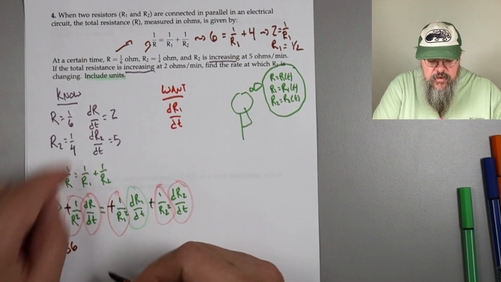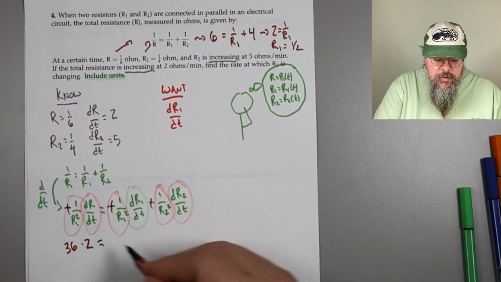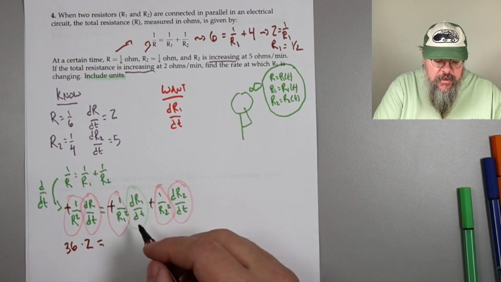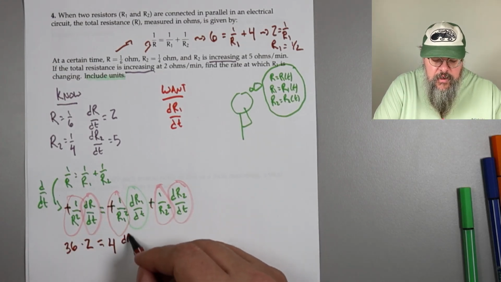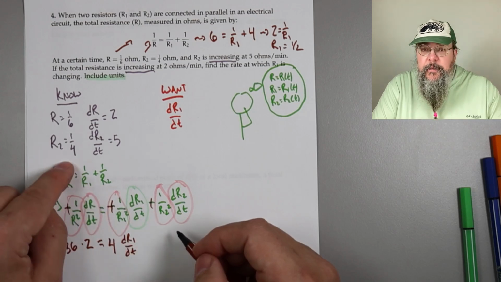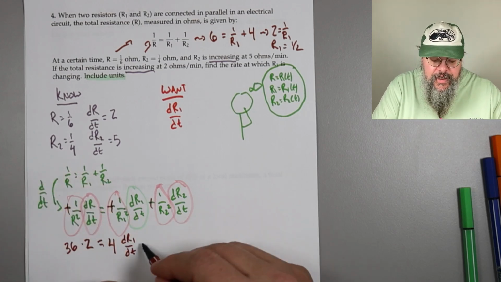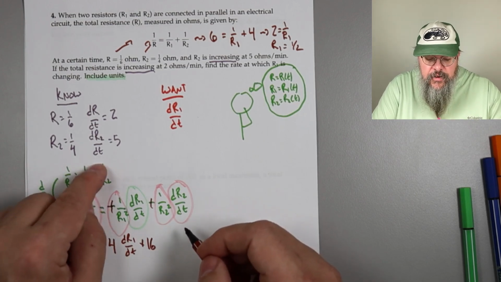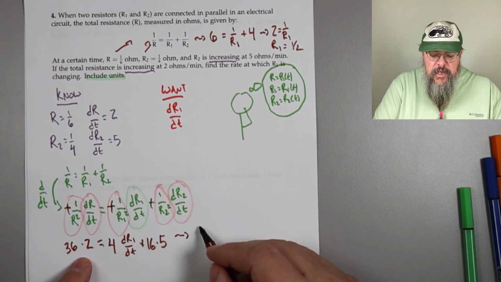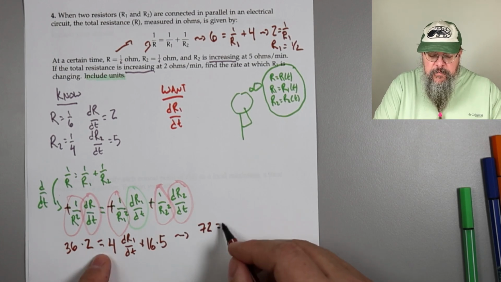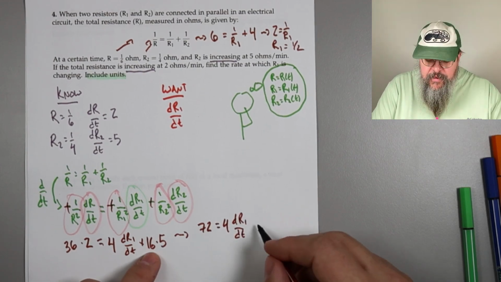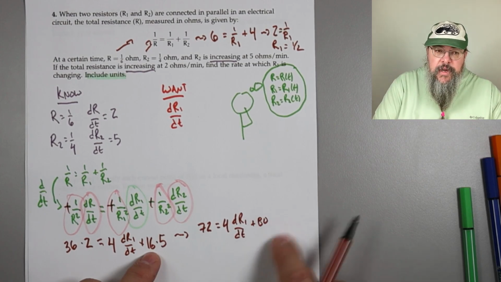dr/dt is 2 equals 1 over r1, which is 1 over a half, is 2, but we're squaring that, so that's a 4, dr1/dt. Then 1 over r2 squared, so 1 over 1/4 is a 4, squared gives us a 16, and dr2/dt is 5. Okay, so we have 72 is equal to 4 times this rate that we want to solve for. 16 times 5 is 80.